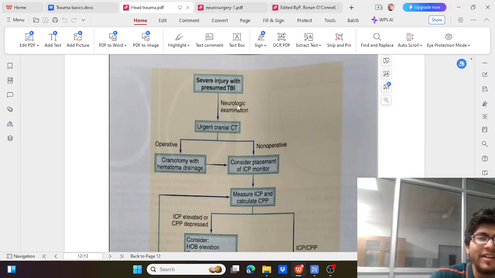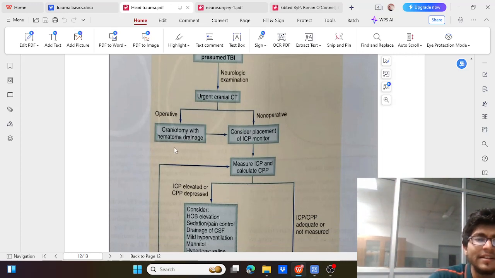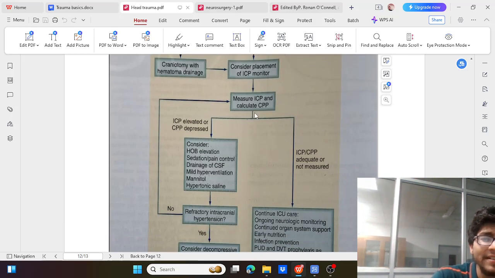So if we are suspecting brain injury, we go for a CT. If there is some bleeding, we go for a craniotomy with drainage. If there is no bleeding, then we can consider ICP monitoring by ventriculostomy or ventricular drain. We'll measure the ICP. If it is raised, we will raise the head end of bed, give sedation and pain control, drain CSF by external ventricular drains, mild hyperventilation, mannitol and hypertonic saline and all those things that we have discussed, acetazolamide, etc., propofol.